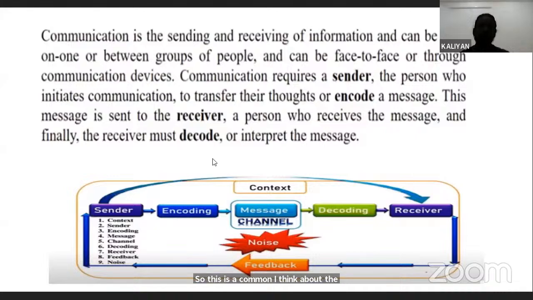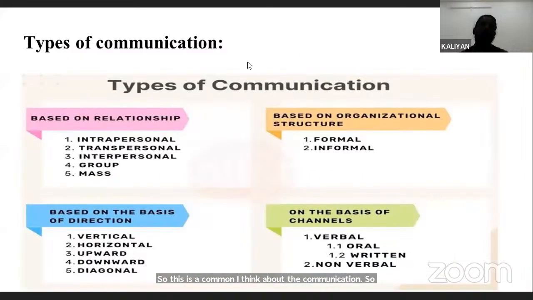Next is the types of communication. There are different types of communication, based on the relationship, based on the organizational structure, based on the direction, and based on the channels. Based on the relationship: intrapersonal, interpersonal, transpersonal, group, and mass media.